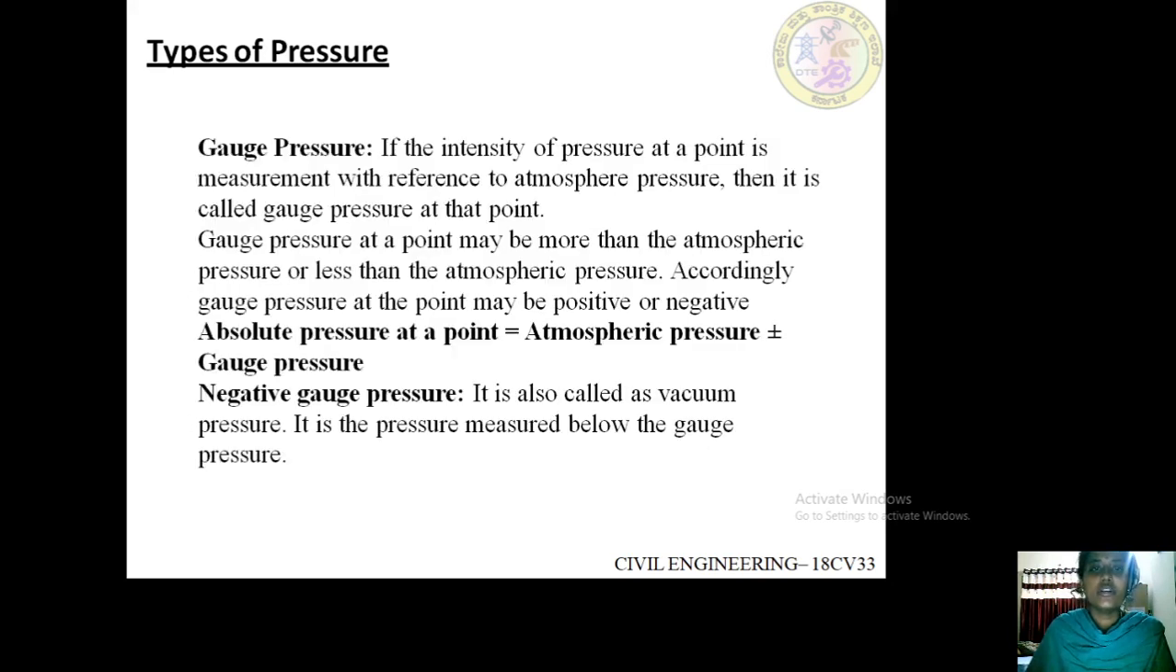Next is gauge pressure. If the intensity of the pressure is measured with reference to the atmospheric pressure, then it is called gauge pressure. Gauge pressure may be more than atmospheric pressure or less than atmospheric pressure. Accordingly, gauge pressure at a point may be positive or negative. So there is an expression: absolute pressure will be equal to atmospheric pressure plus or minus gauge pressure. If it is negative, then we call it negative gauge pressure or vacuum pressure. So it is a pressure which is measured below the atmospheric pressure.